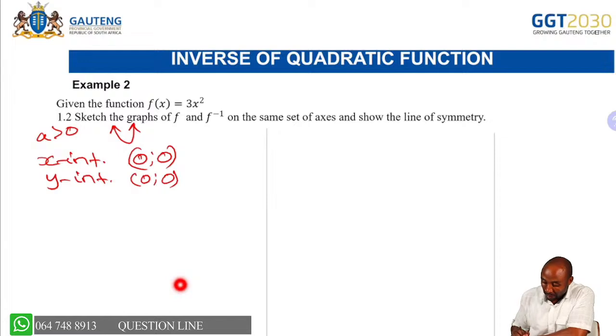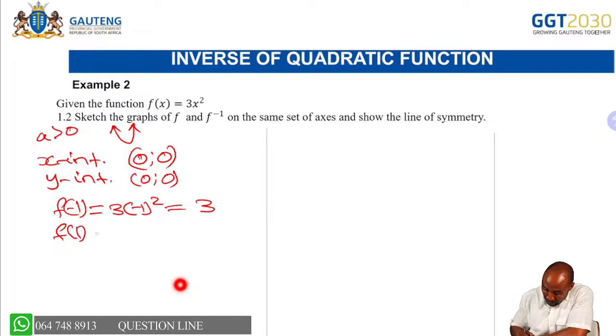Now, our shape is concave up. What you can do, you can substitute f of negative 1 to just check. It will be 3 times negative 1 squared, giving us 3. Our f of 1 will also be 3 times positive 1 squared, giving us 3.